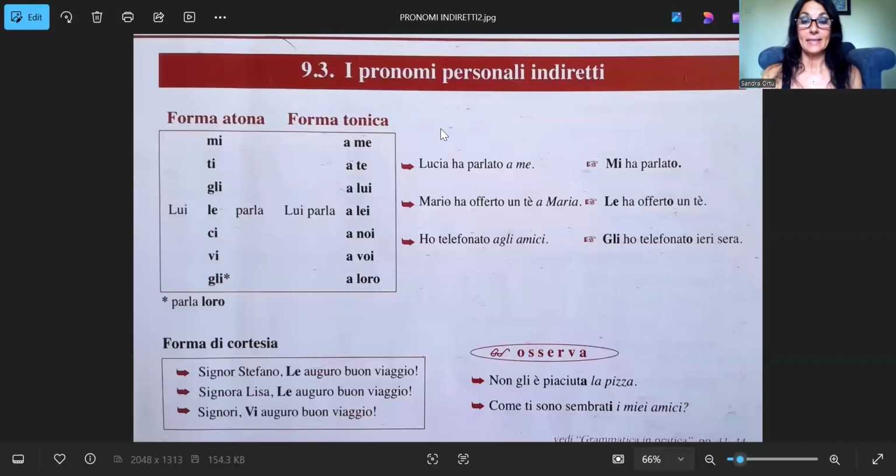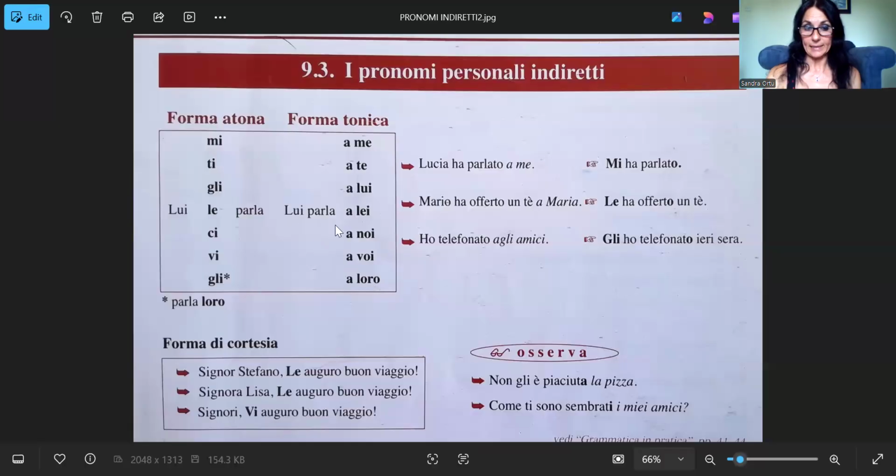However, we are going to start with this strong form. So if you remember, the directs were me, you, him, her, it, us, you plural, and them. This one, instead, the indirect, is very similar. However, as I said, we have the preposition a, which means to. So it's to me, to you, to him, to her, to us, to you plural, and to them. So these are the pronouns, the strong form of these pronouns.